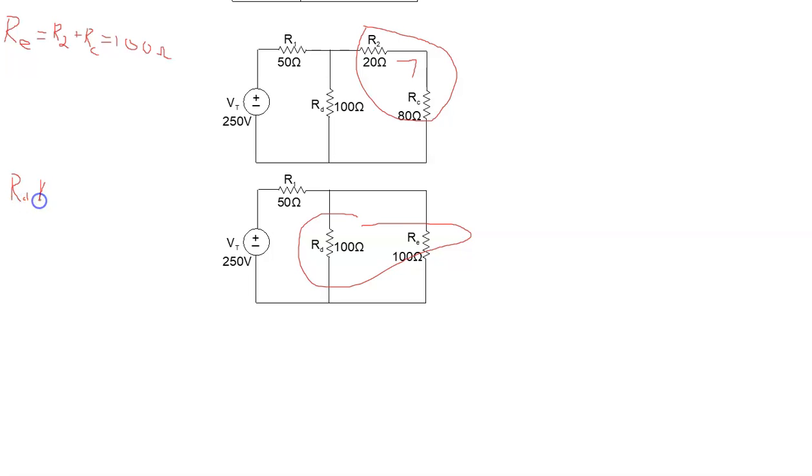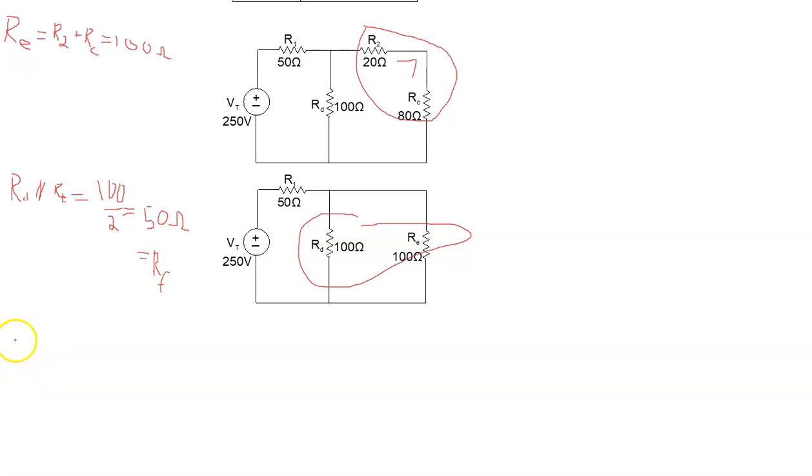RD in parallel with RE. And again, 2 equal resistors in parallel. 100 divided by 2 gives us 50 ohms. And so, hopefully by this point you can see that RT now is R1 in series with this value, which I called RF.